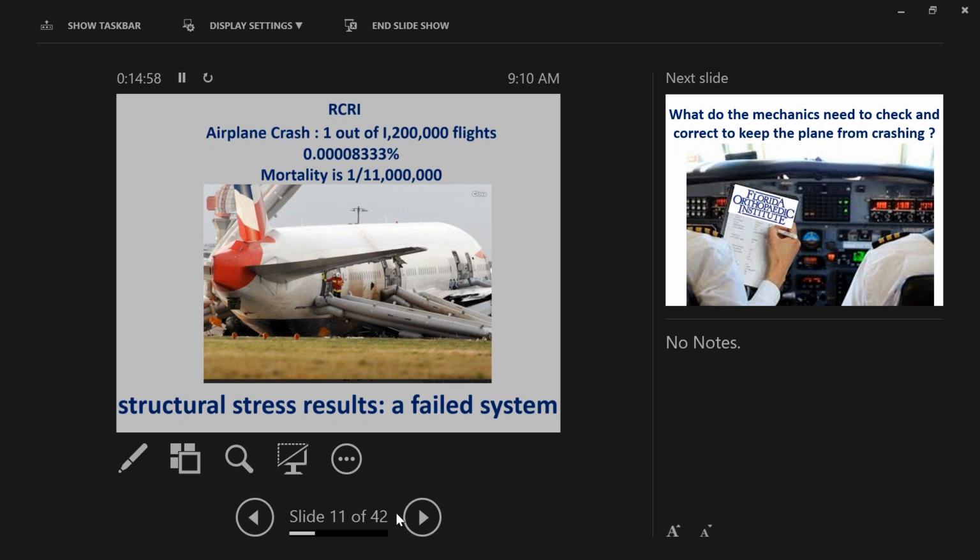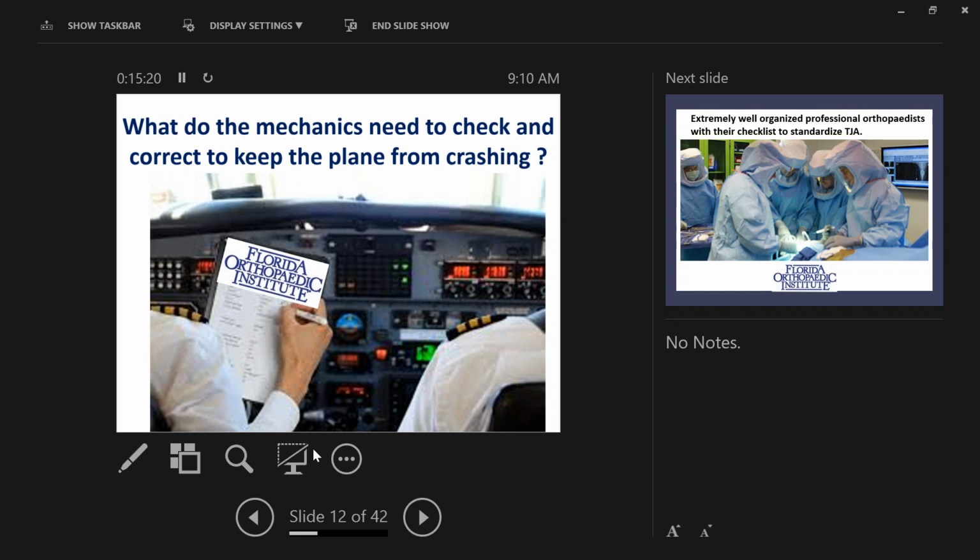And so you can have a plane that goes down like this one, and it looks like everybody was successfully rescued. And so that was a structural stress that took place in this plane. And here they are on the ground. And so we're interested in the structural stress results and a failed system. That's what we want to find out about. So what do mechanics need to check and correct to keep the plane from crashing?